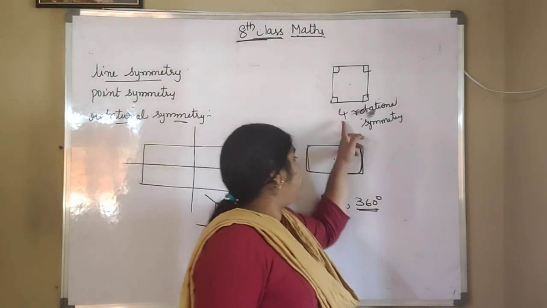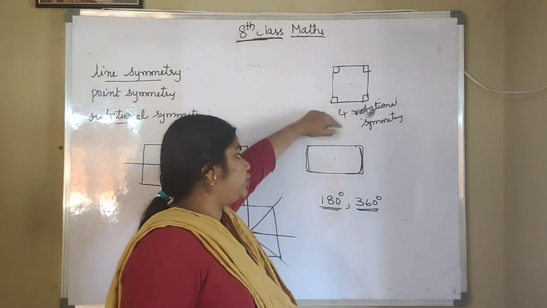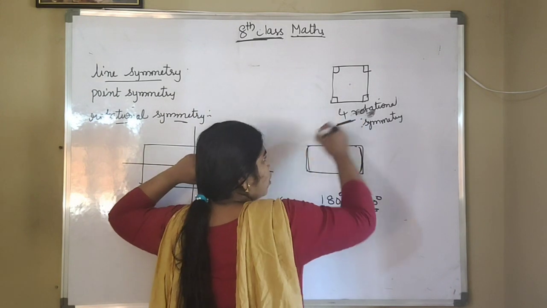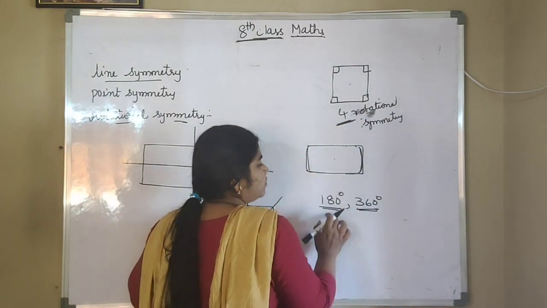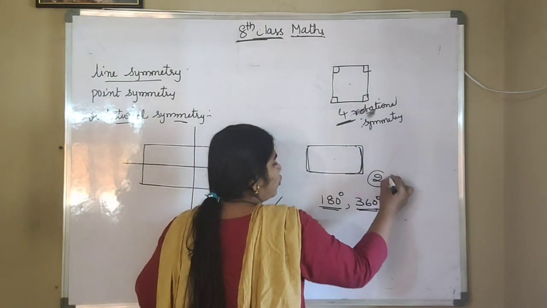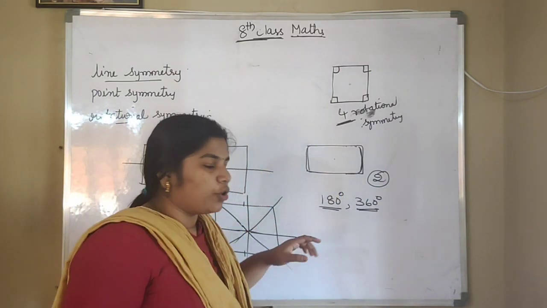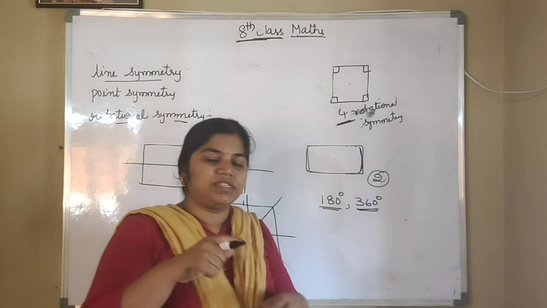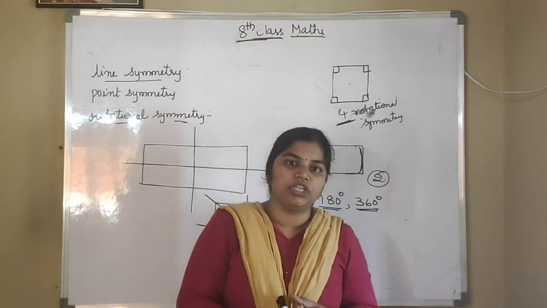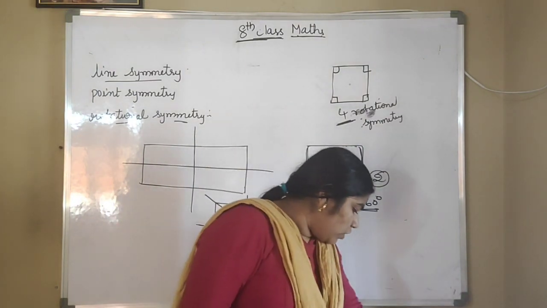And this 4 we will call the order of rotation. What do we call this? Order of rotation. For this one, how many times did you get it? 2 times you got. So what is the order of rotation for this rectangle? That is 2. So order of rotation is how many times it comes to its original position. We will call it the order of rotation.